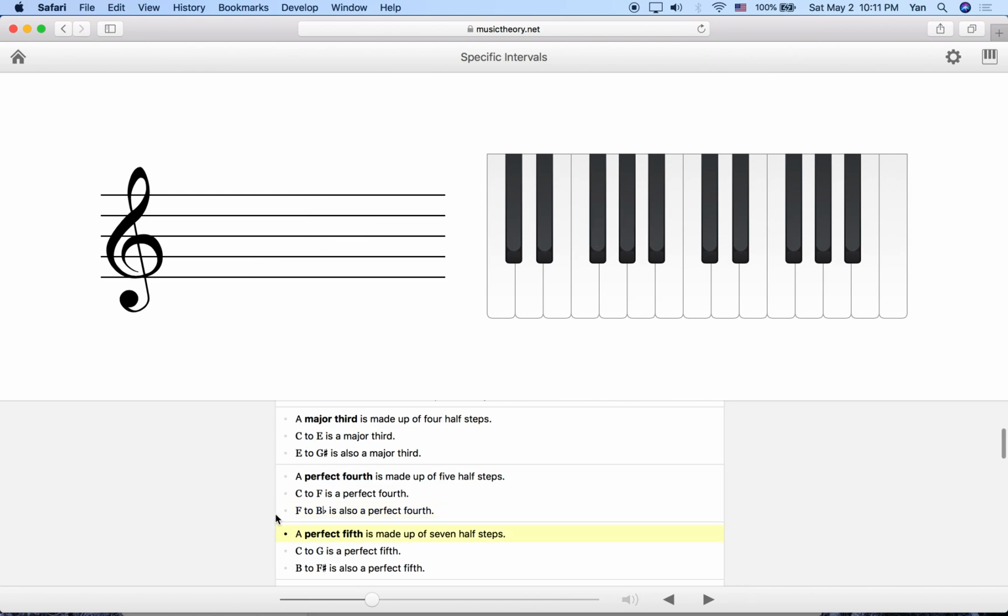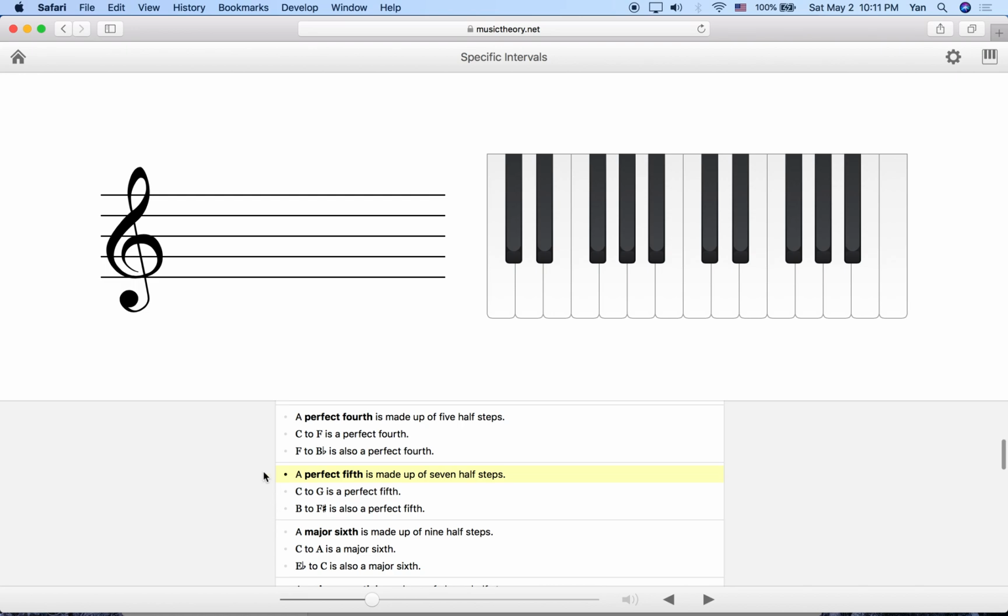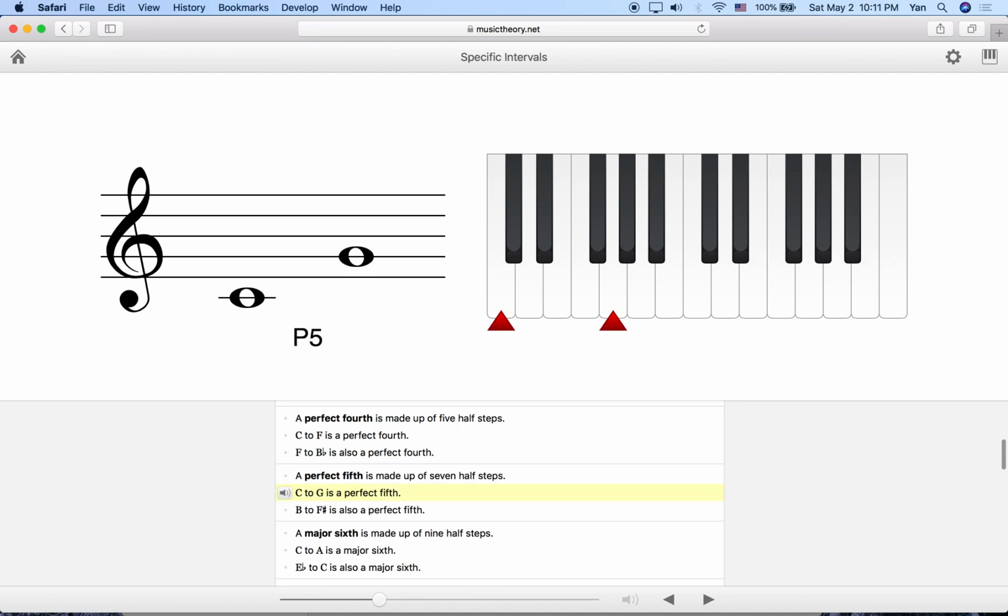Next interval is the perfect fifth. Here's another perfect interval. The perfect fifth is made up of 7 half steps. So we've skipped 6 half steps. We've gone from 5 to 7 here in this case. The perfect fifth is 7 half steps.